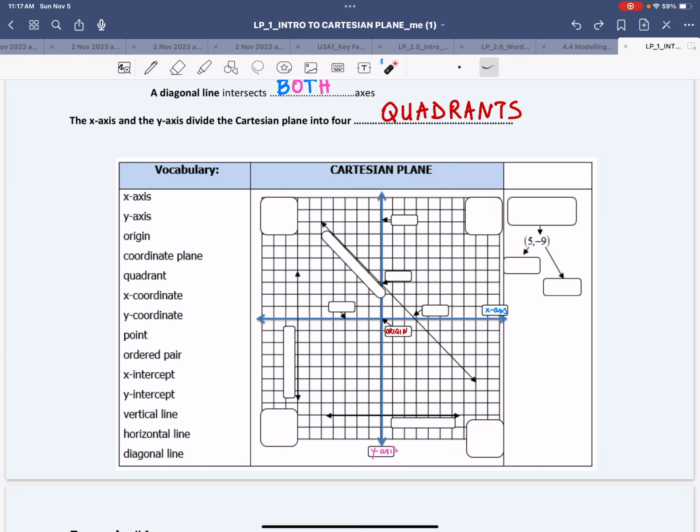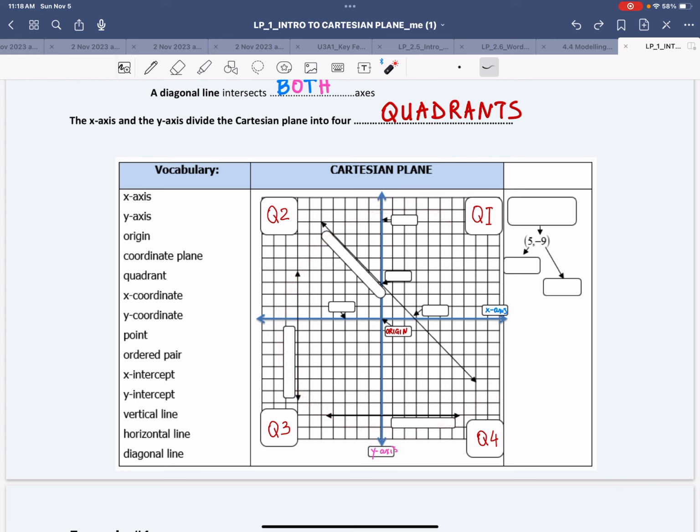Now, the x and the y-axis will divide the coordinate grid into four quadrants. This one here will be quadrant 1. This one here is quadrant 2. This one here is quadrant 3. And the last one is quadrant 4. When we number the quadrants, we go counterclockwise.